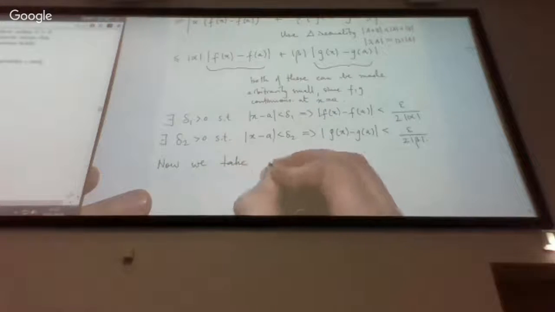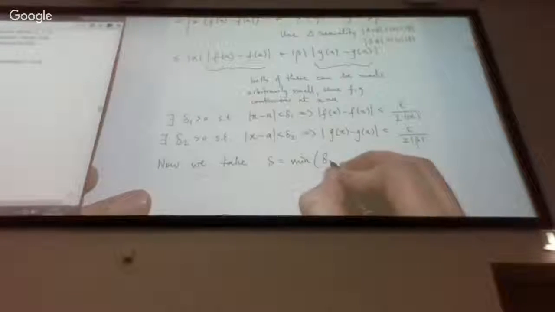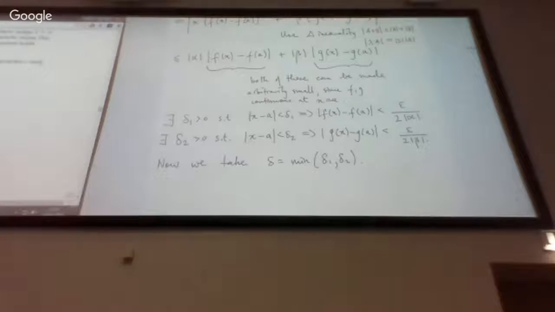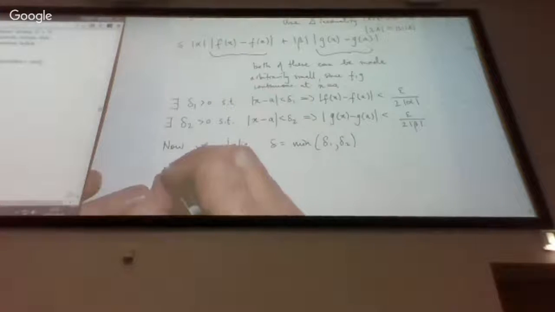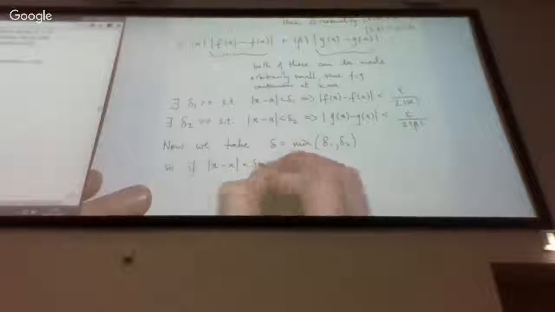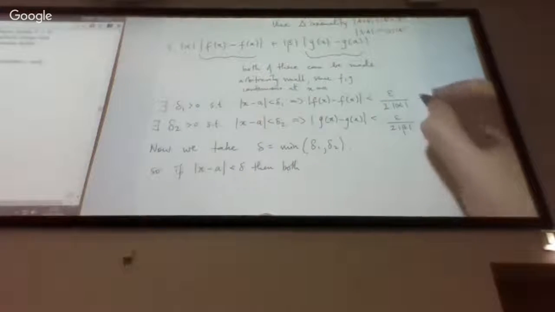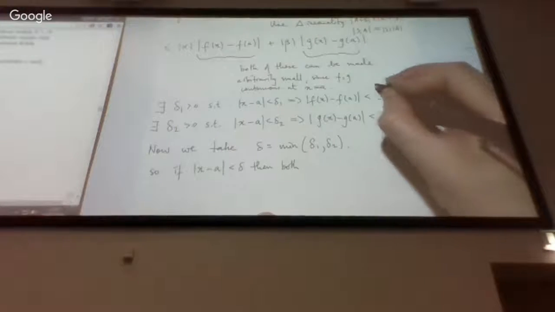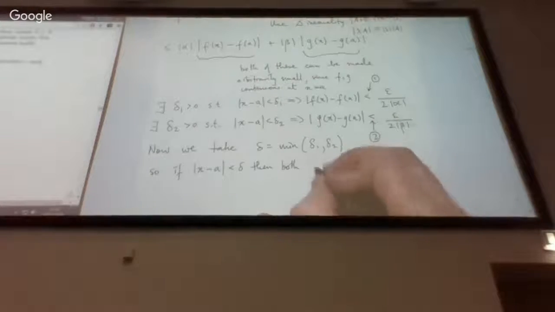And now we take delta, the delta we need to exhibit, we take this to be the smaller of delta 1 and delta 2. Just whichever one is smaller. And so if x minus A is less than this delta value, then both of these inequalities hold. I'll call this inequality 1, this inequality 2, and both 1 and 2 hold.